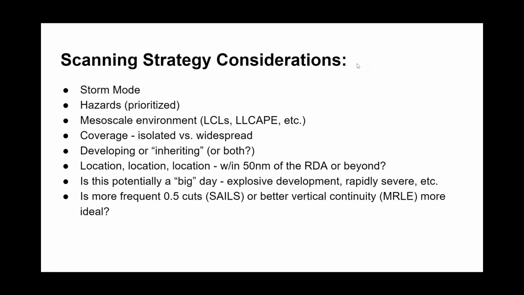But we've got to consider a lot of things, and many of these you can consider before even starting an event. Storm mode, prioritization of hazards, the mesoscale environment, with LCLs and LFCs, where are those low-level mesos going to develop in the vertical so that you can see them? What's your coverage going to be like? Are you going to have crummy convection right next to the radar so that you're stuck with full AVSET, going all the way to 19.5 degrees, even though your most important storms are way out at 100 nautical miles? This is going to be important.